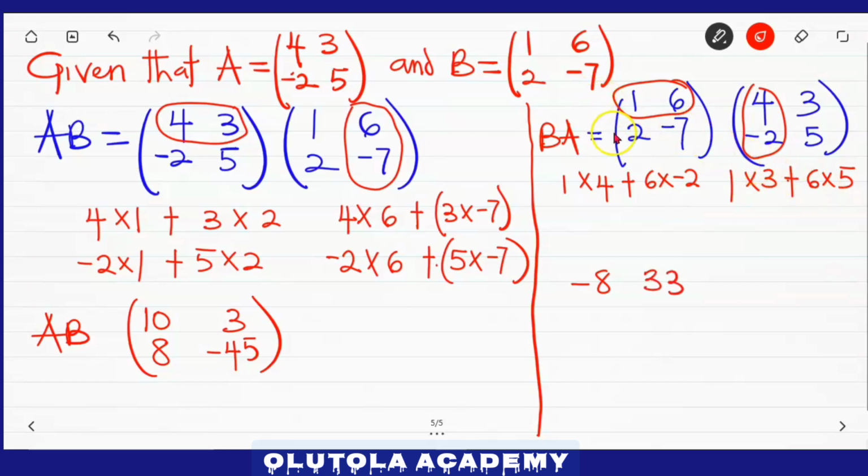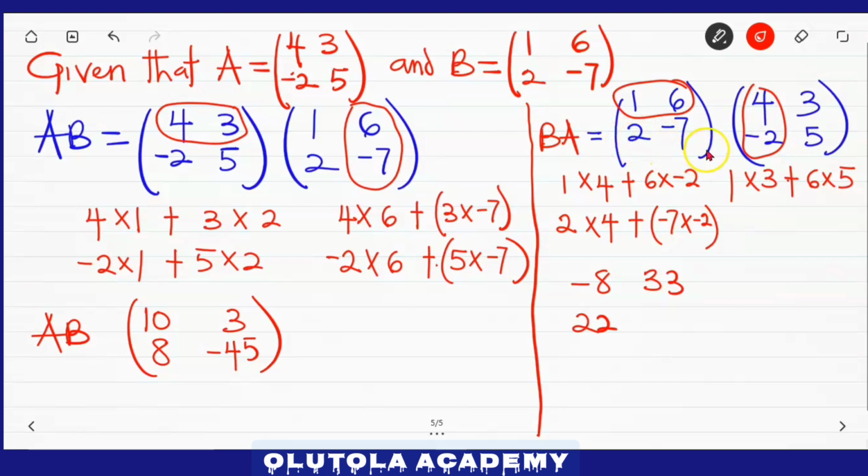Then we have this row now. This row multiplies this first column here. So that's 2 times 4 plus -7 times -2. If we do that, we are going to have 8 plus 14, and 8 plus 14 will give us 22 here.